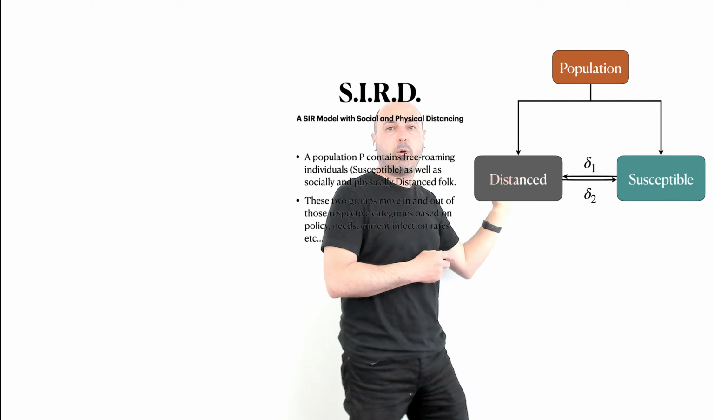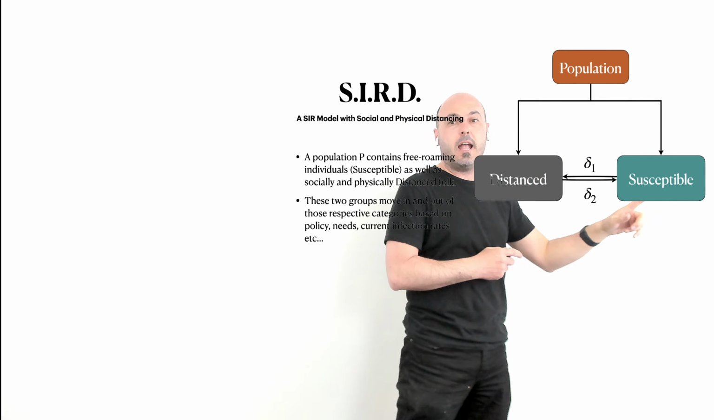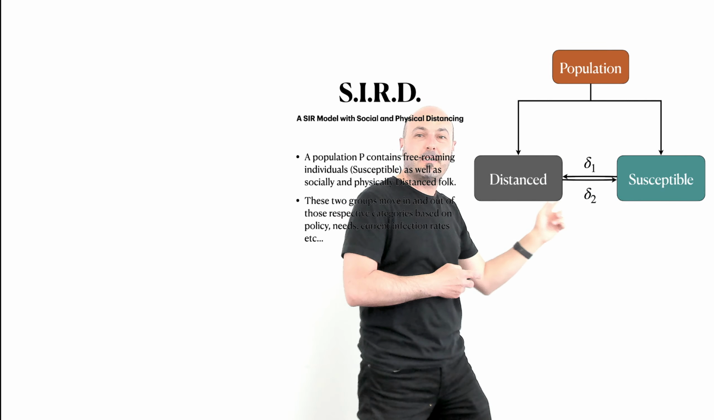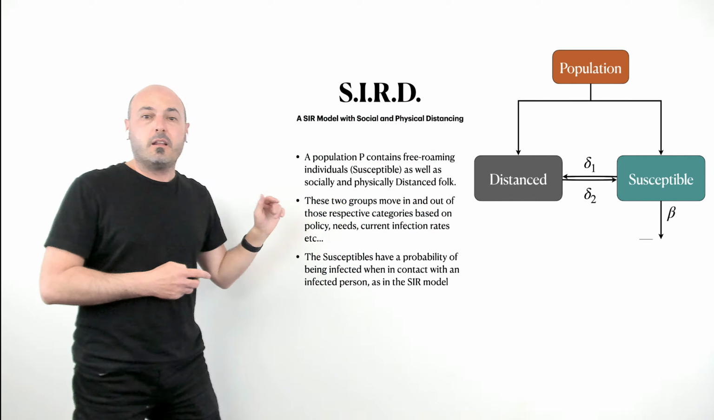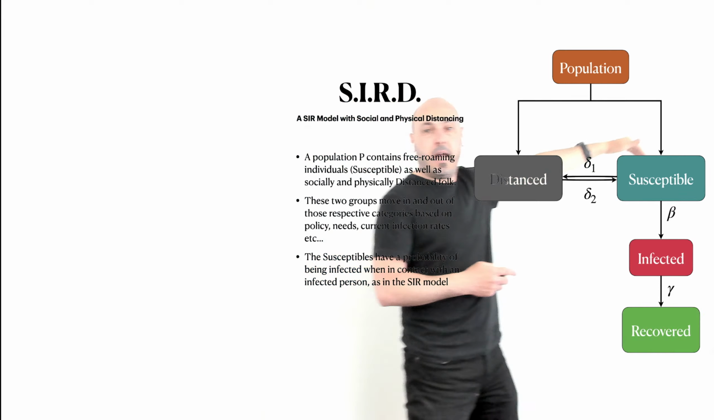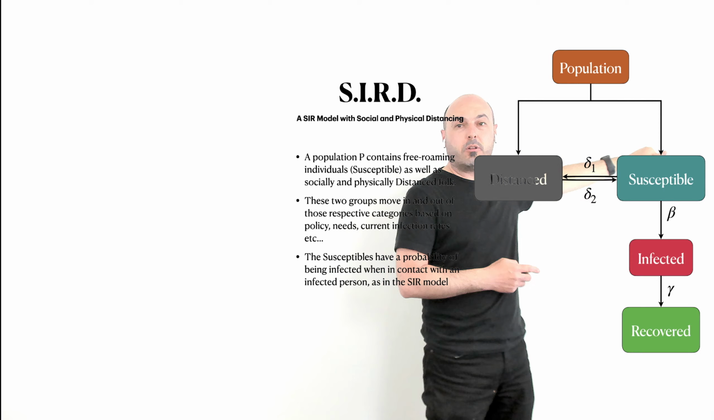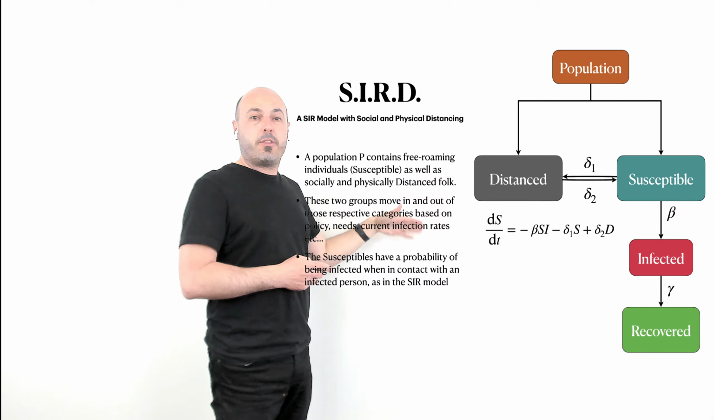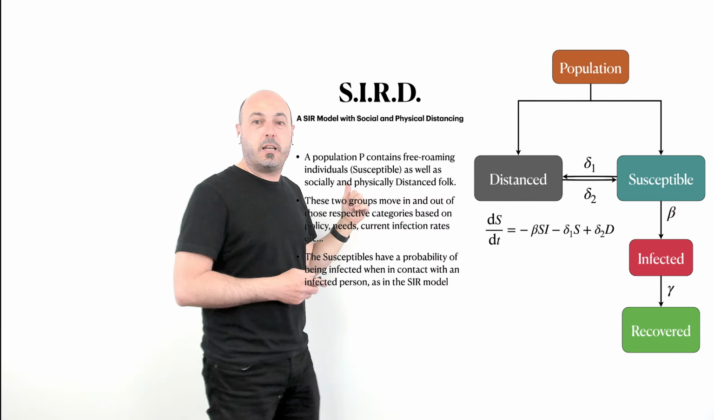We're going to call those coefficients delta 1 and delta 2. So delta 1 goes from susceptible to distanced, and delta 2 from distanced to susceptible. And then the susceptibles have the standard SIR model: they go to infected and then infected to recovered.